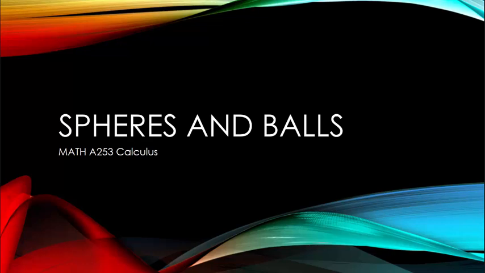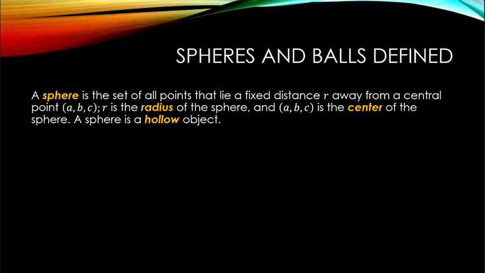In this video, I want to talk about equations for spheres and balls, otherwise known as solid spheres. A sphere is the set of all points that lie a fixed distance r away from a central point that is given by an ordered triple (a, b, c). r is the radius of the sphere, and the point (a, b, c) is the center of the sphere.